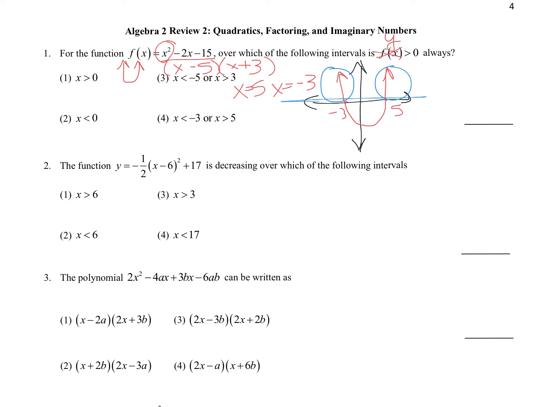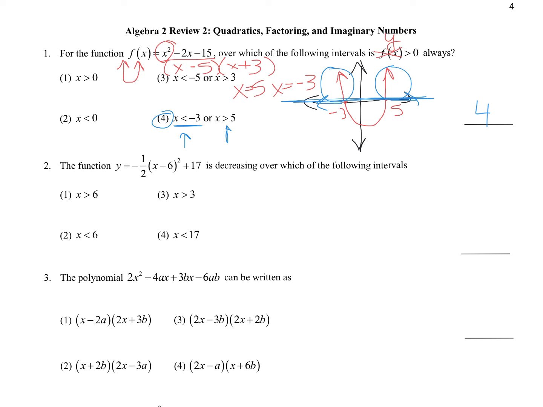It's greater than 0. This is where y is equal to 0. So that's where x is less than -3, so in this direction, and then also where x is greater than 5. We want to be careful. This does not say equal to 0, so these signs do not include equals.